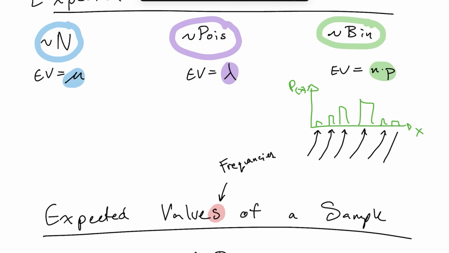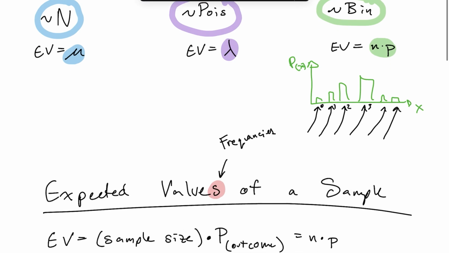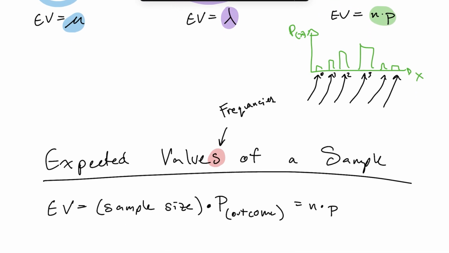So this is a probability distribution here, but if you had a sample of, say, 100 volunteers and you want to know how many of them are testing positive, or testing negative for a virus, you want to know how many people fall into 0 of something, 1 of something, 2 of something, 3 of something. And so the expected values are actually frequencies.